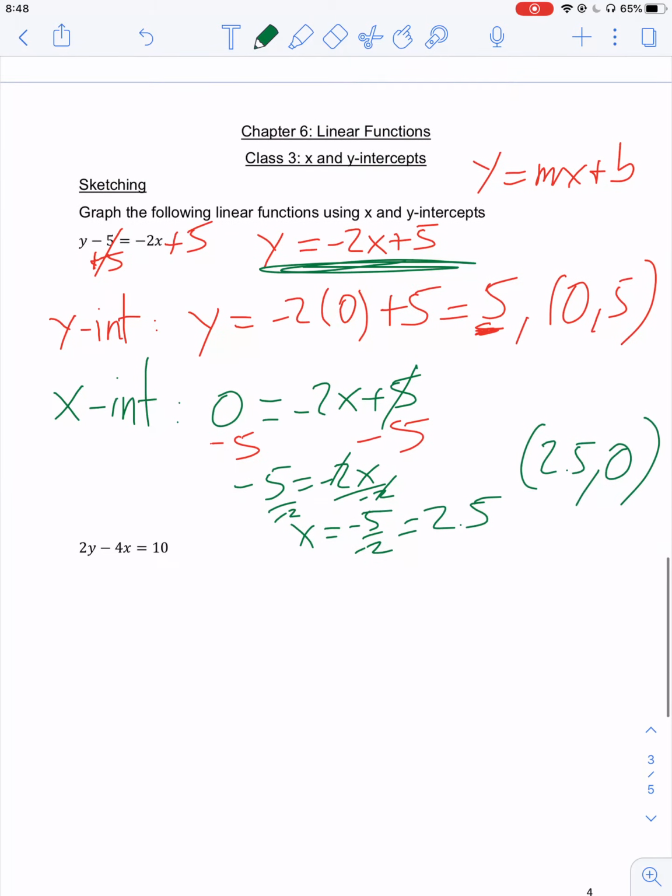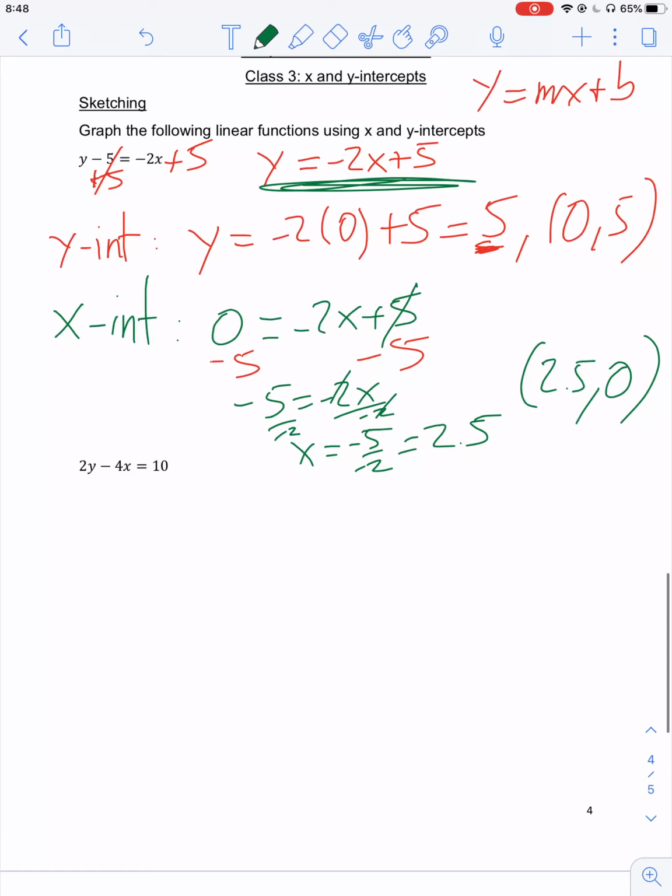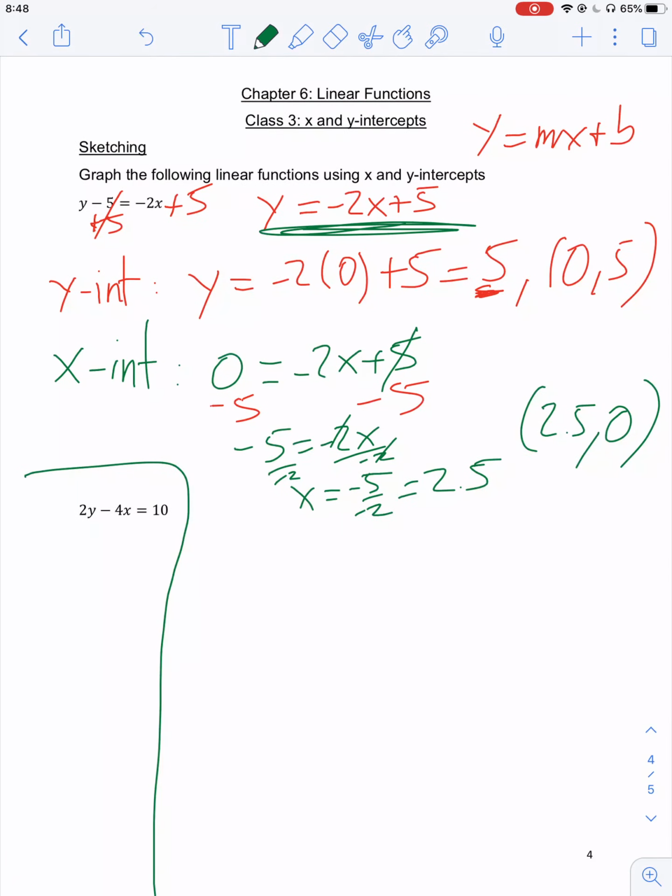For this function, I'm actually going to do this on the side, but right now you have your coordinates, so you kind of have your table already, right? You know that when x equals 0, y equals 5, and when x equals 2.5, y equals 0.